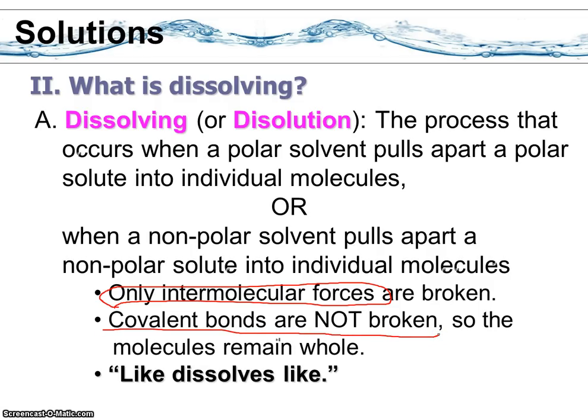So if you have sugar dissolving in water, the different glucose molecules in your sugar sample are going to break apart from each other. However, the glucose is going to remain intact, meaning that the carbon, hydrogen, and oxygen are still going to be bonded to each other. So because when we look at dissolving, a polar solvent goes with a polar solute, or a nonpolar solvent goes with a nonpolar solute, we use this term "like dissolves like" to help us remember that.